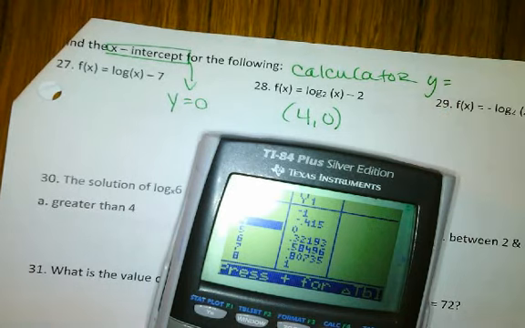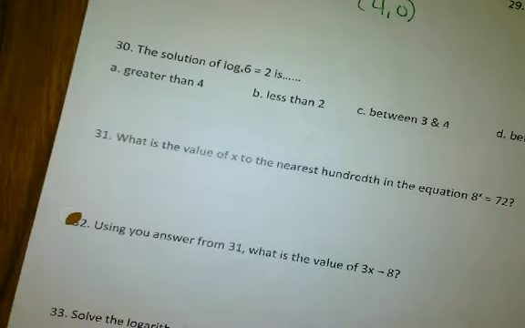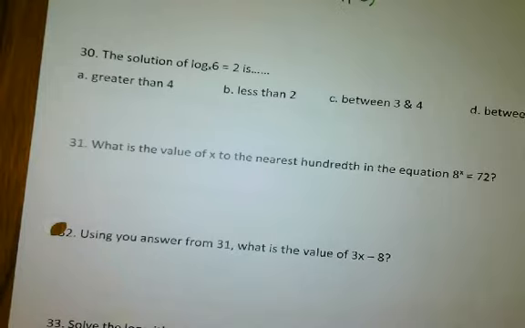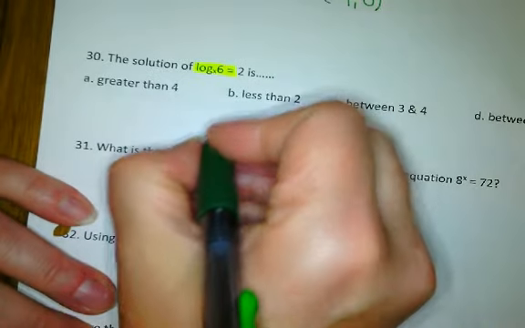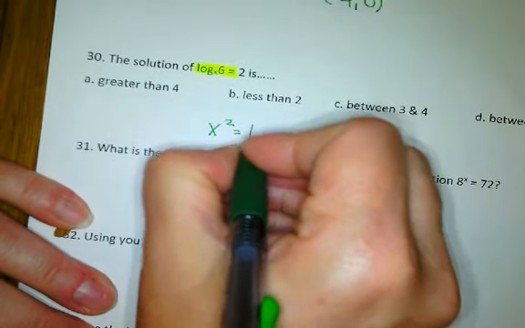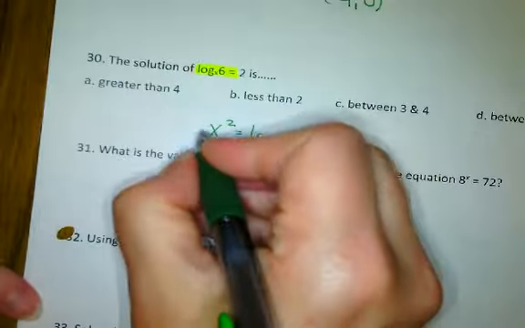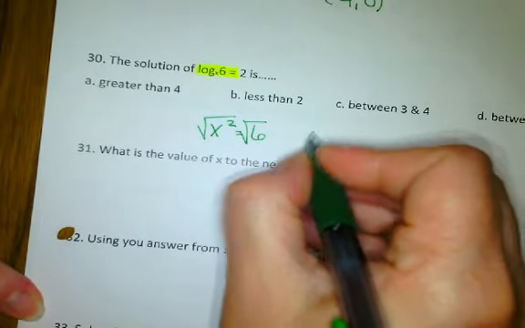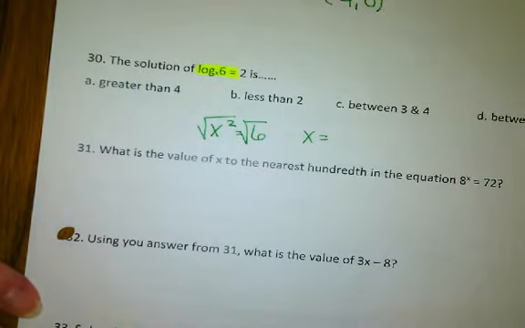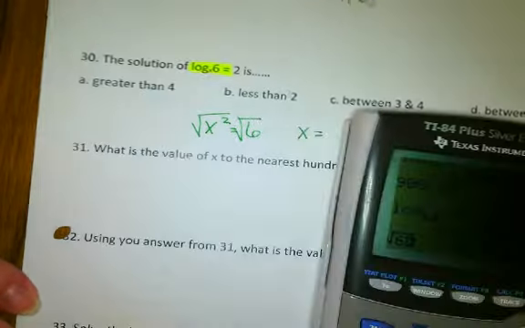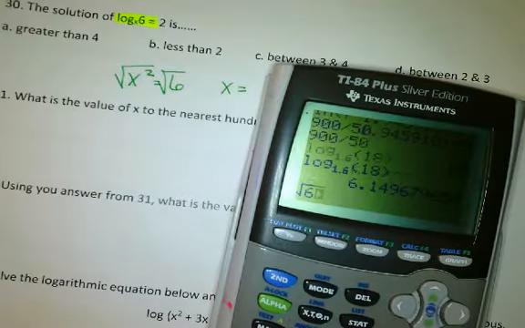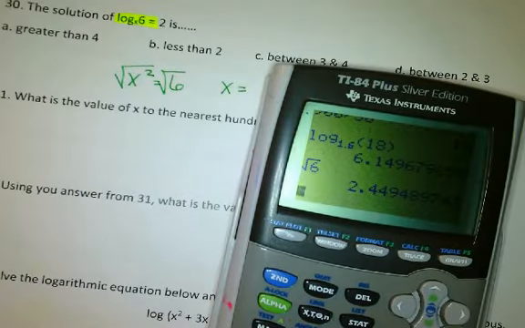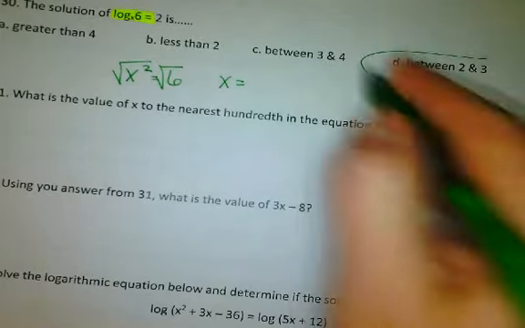Alright, this one down here says the solution of log base x of 6 is 2. So again, you have that log base x of 6 by itself. The base stays the base and the others switch place. Once you do that, you take the square root of both sides to get that x by itself. And the square root of 6 is 2.44, which is in between 2 and 3.